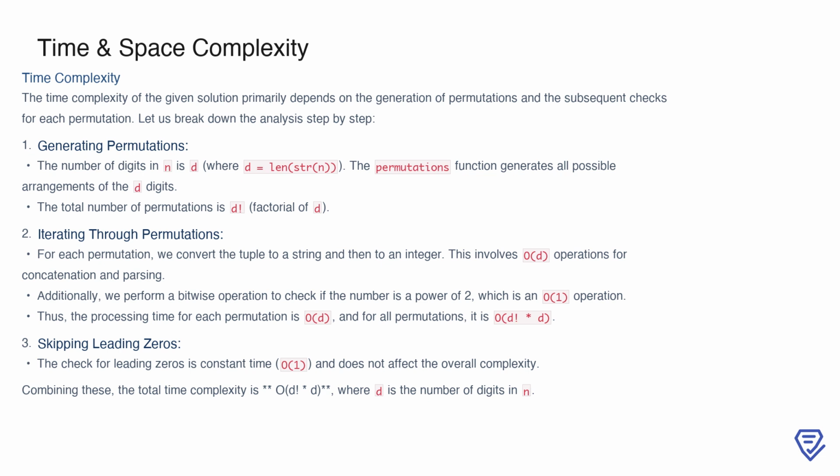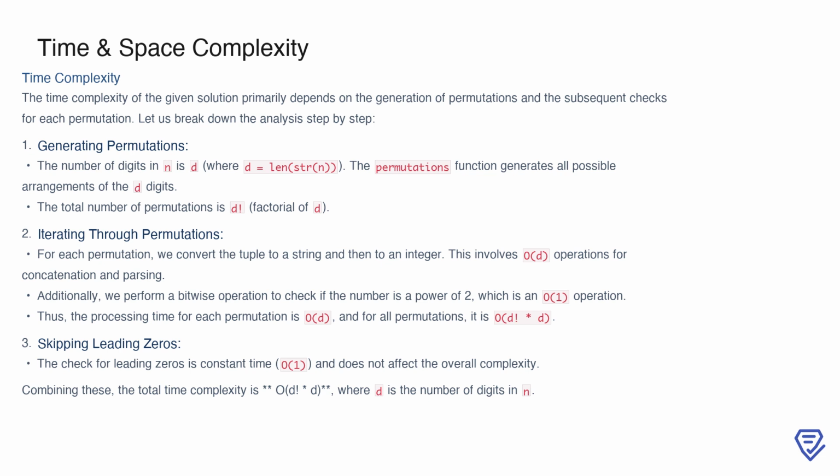To analyze the time complexity of this solution, we begin by examining the generation of permutations. If the number of digits in the input number n is denoted as d, the permutations function generates all possible arrangements of these d digits, resulting in a total of d! permutations. For each permutation, we perform certain operations such as converting the tuple to a string, then to an integer, and finally checking if it is a power of 2.